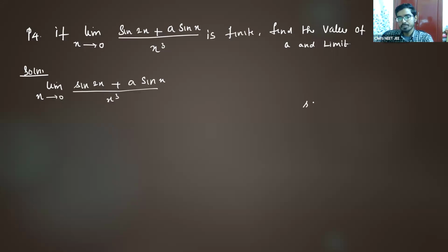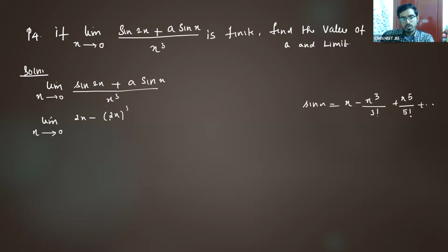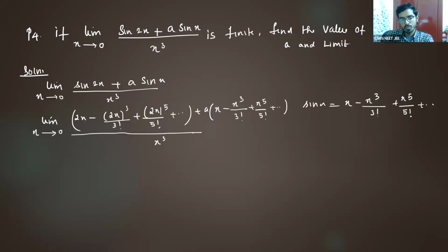See, the sine x expansion, we know, is x minus x cube by 3 factorial plus x power 5 by 5 factorial and so on. So the limit as x tends to 0, sine 2x is 2x minus (2x) cube by 3 factorial plus (2x) power 5 by 5 factorial and so on, plus a into sine x, which is x minus x cube by 3 factorial plus x power 5 by 5 factorial and so on, whole divided by x cube. We don't know what it is equal to, but it is equal to some finite number.